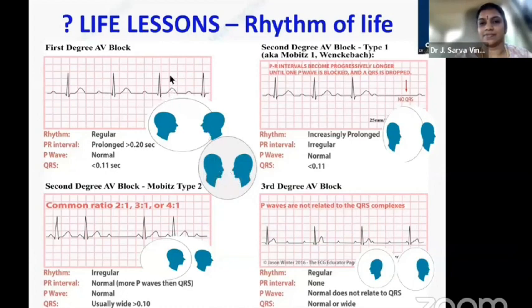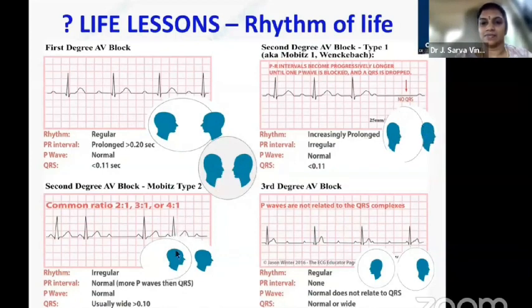The first degree AV block represents a strain in their relationship where the distance between the P and the QRS increases. So the PR interval increases and it is constant. So still they are in that relationship. What happens in second degree AV block? The PR interval progressively increases and eventually there is a dropped beat. So eventually the QRS goes out of the circle.